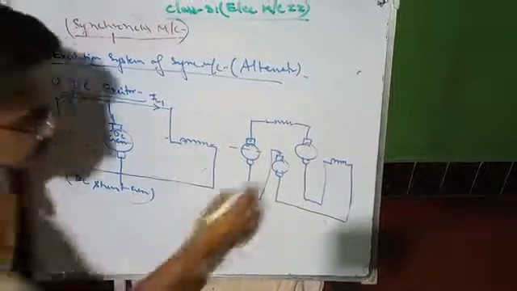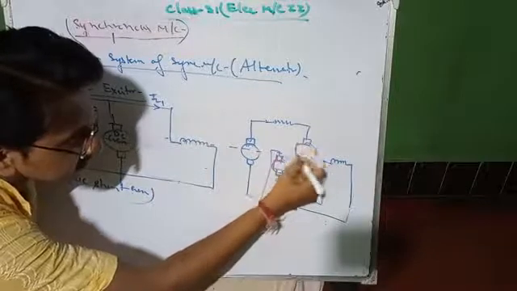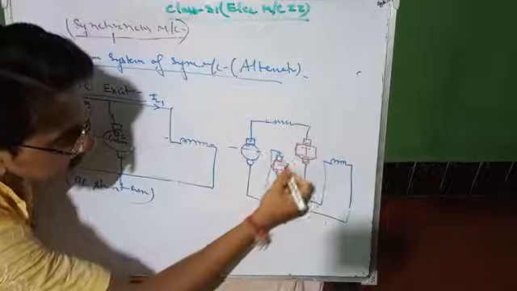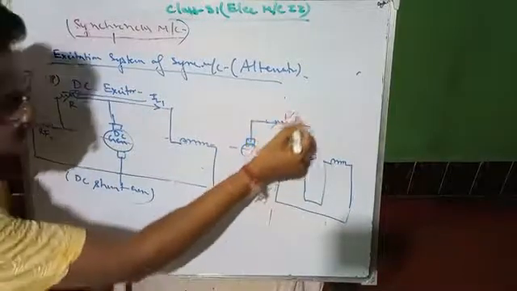This is brush and slip ring. Okay, this is brush and slip ring. So suppose this is positive brush and negative brush. Okay, so this is R2.